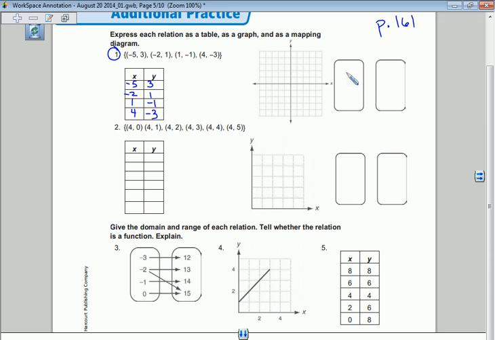We could write it as a mapping. -5, -2, 1, 4. And then the elements of my range are -3, -1, 1, and 3. 5 is paired with 3. -2 is paired with 1. 1 is paired with -1. And 4 is paired with -3.